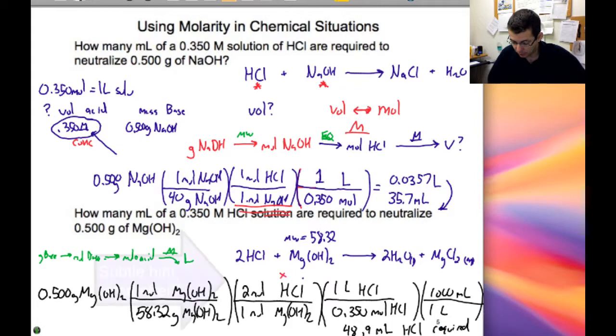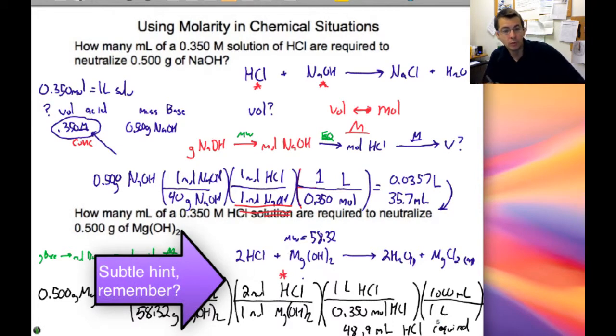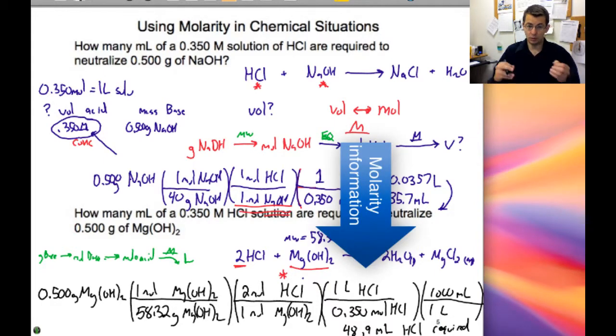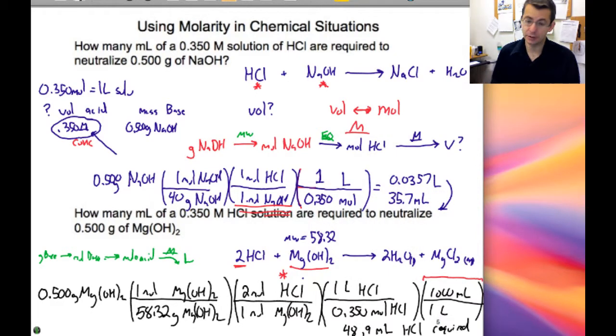Again, this is the dangerous part. Mole to mole, we have to take into account the fact that there's 2 HCl for every 1 magnesium hydroxide. And then once we're in moles of HCl, we use the molarity to produce liters. And again, the molarity statement is equivalent to moles in 1 liter, and then we can set that up. And then this last step is just a metric conversion that we tack on the end. As you get more adept at these, you can start to combine these 2 statements.